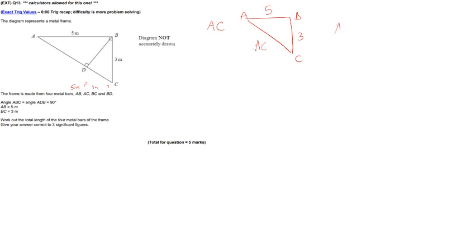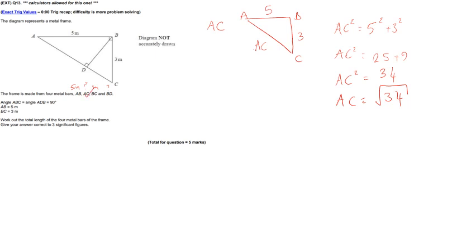So we know that AC squared has got to be the same as 5 squared plus 3 squared. So AC squared equals 25 plus 9. AC squared equals 34. So AC must be square root of 34. So that one's quite quick to work out.